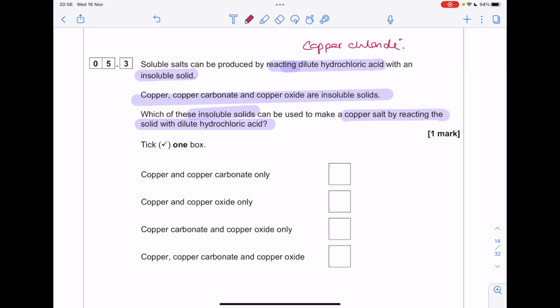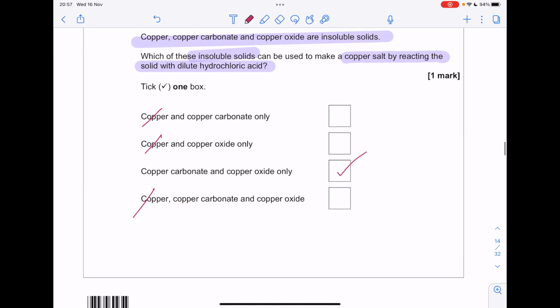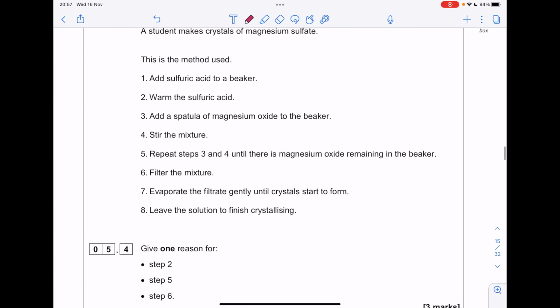We need to understand quite a lot about these. First of all, it's not going to work with copper because copper is less reactive than hydrogen, which means it will not react with hydrochloric acid, so that won't work, which means only this option will work. That requires an awful lot of in-depth knowledge, actually.